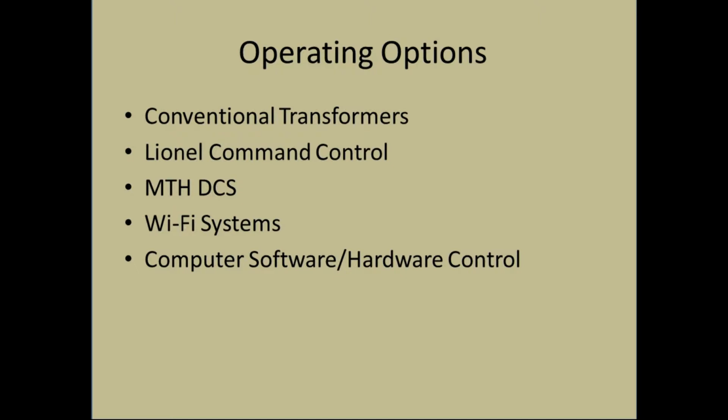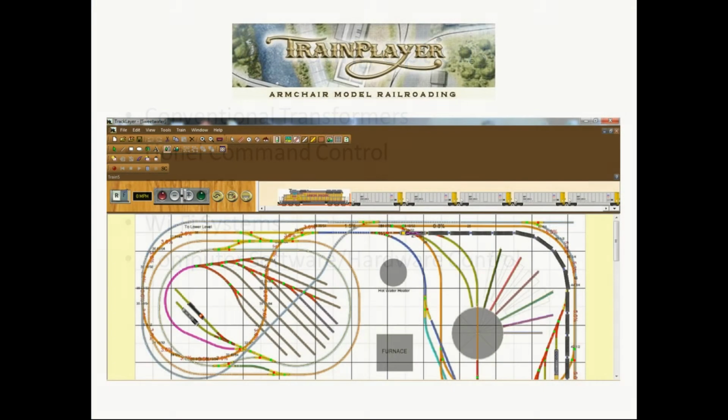In this video, we will be looking at the operating options in the design of your railroad and some ideas using the software that we discussed in part 2. Track plans are easy to design, but will they allow you to run your trains effectively the way you envision them run? Playing with Train Player is one way to see your train layout function.